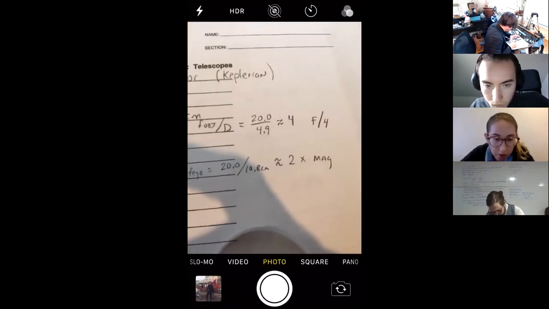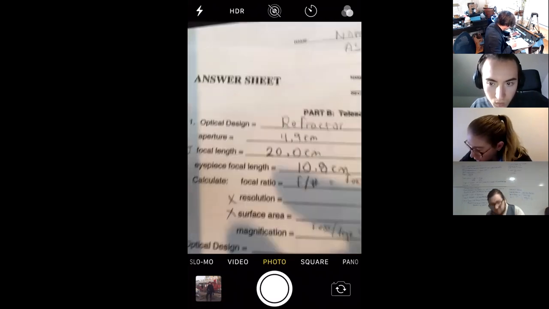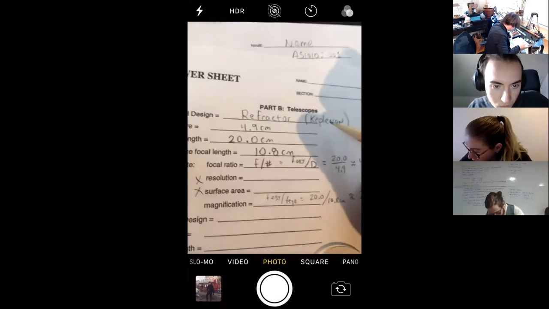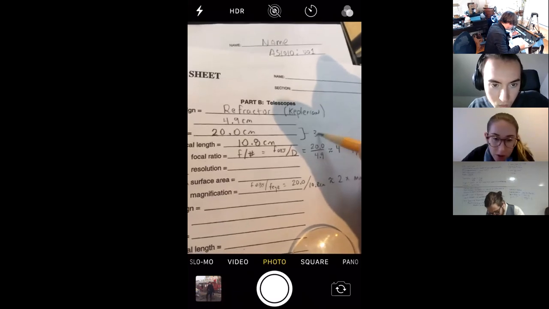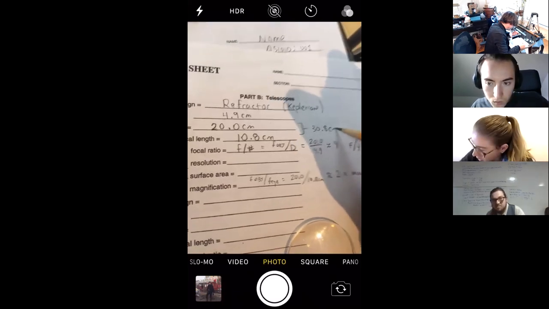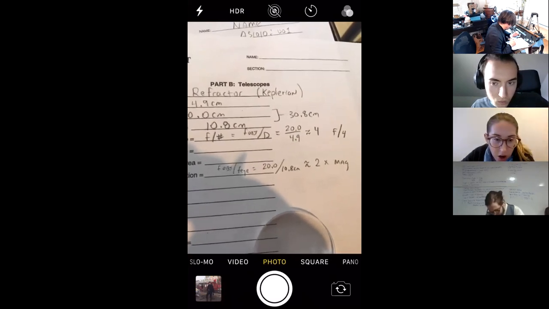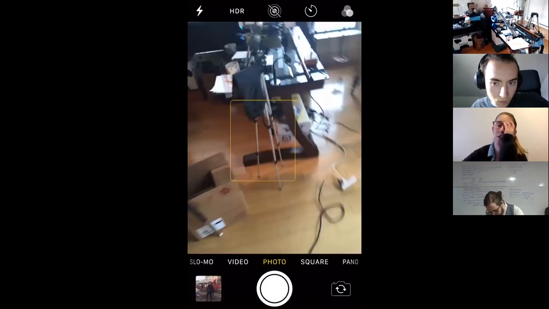And now we're going to attempt to build our telescope. First, I'm going to add these two numbers together, 20.0 and 10.8. And I'm going to get the sum of the focal lengths is 30.8 centimeters. And now I will construct my telescope over here using this ruler stick and these two clamps.